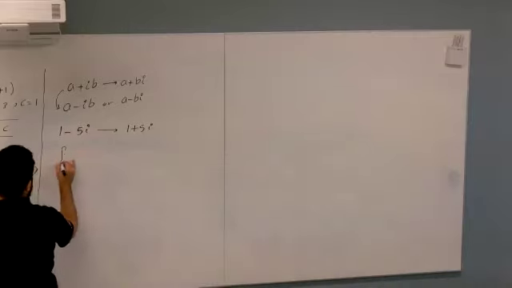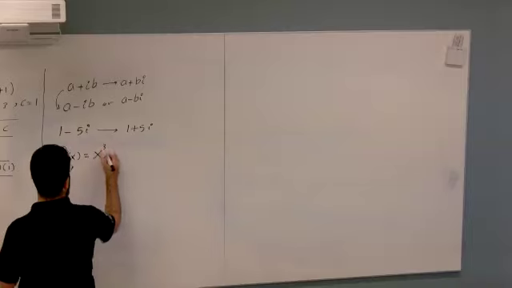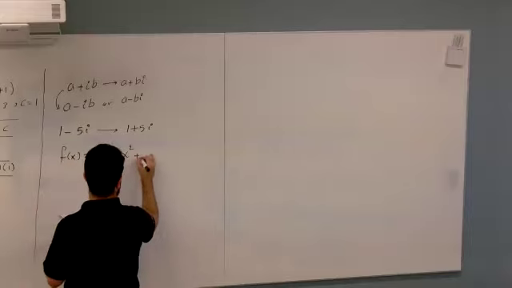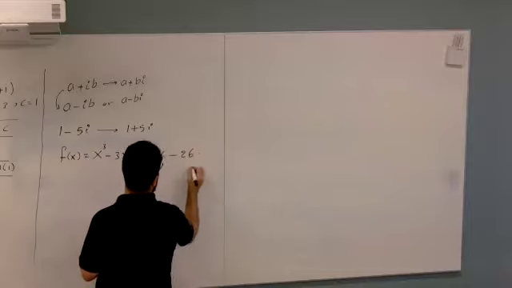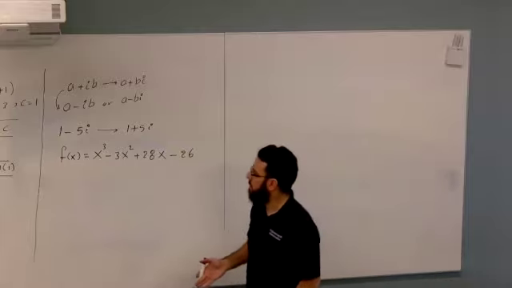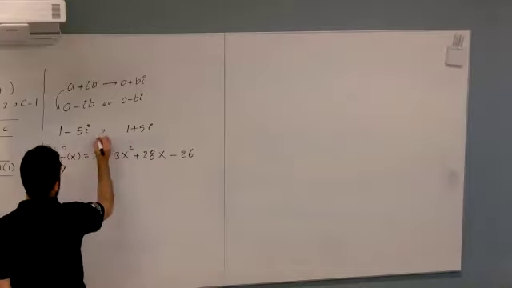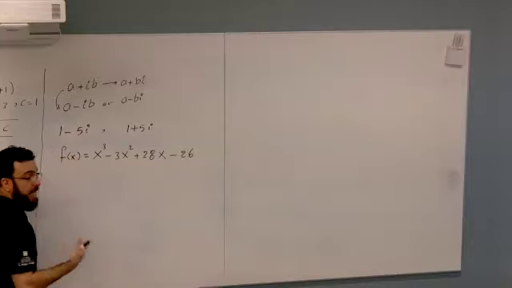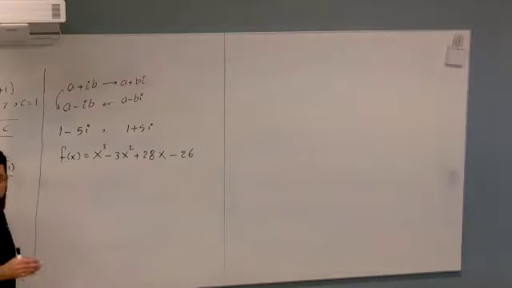We have the function, which is f of x equal what? x cubed minus 3x squared, plus 28x, minus 26. So this is the polynomial. Now tell me which zero you want to use. Which zero you want to use? I have this zero and I have the other zero. They give you one of the zeros, so you don't have to find the possible zeros. Okay. You got the idea?